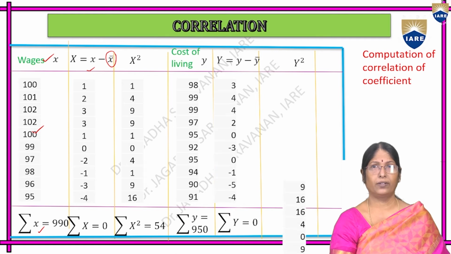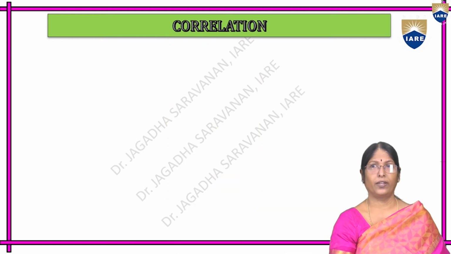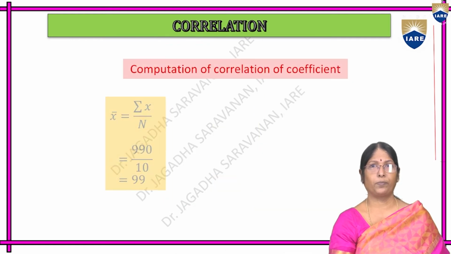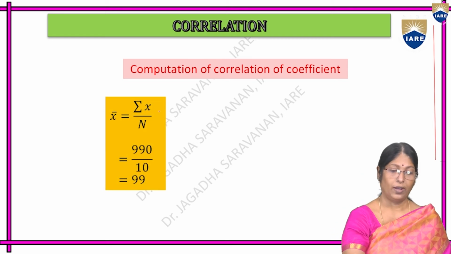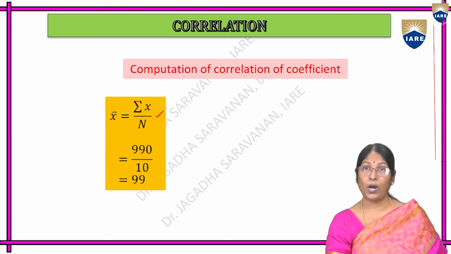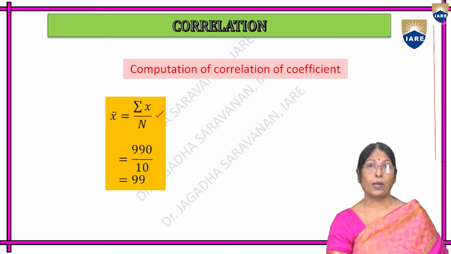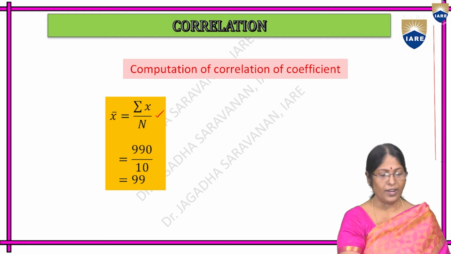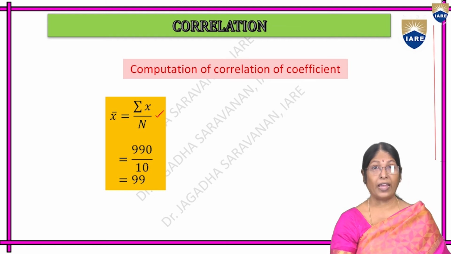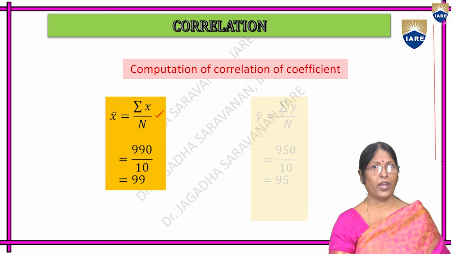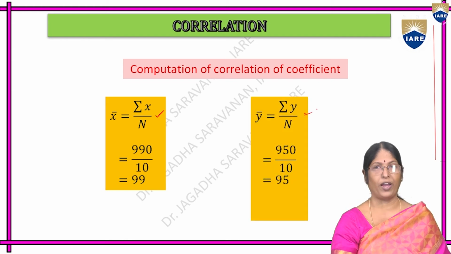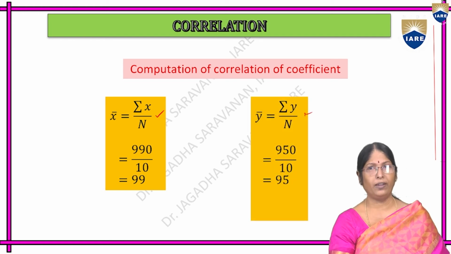Just we will come back. Here we can see this slide which is kept here. X bar we are finding first. Summation x by n we are doing. Summation x we calculated as 990, so 990 divided by 10 is 99. Similar way, y bar we also have to find. Summation y by n, 950 by 10, which is equal to 95.